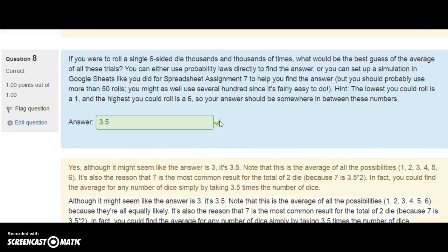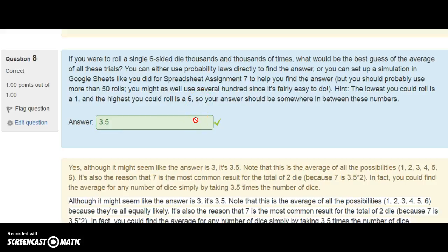The final question here is going to move us a little bit into the next section, but you have a dice that you're rolling over and over again. Feel free to just set up a spreadsheet, do a lot of equals RANDBETWEEN 1, 6, and then take the average of all of them. It should give you something pretty close to 3.5.